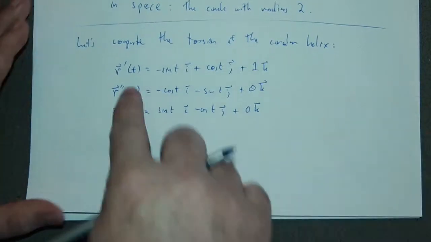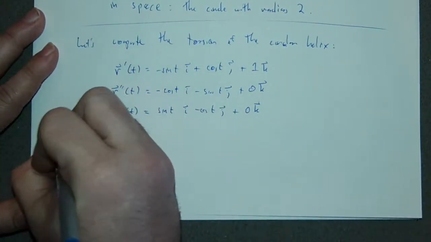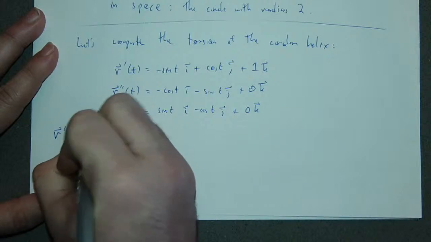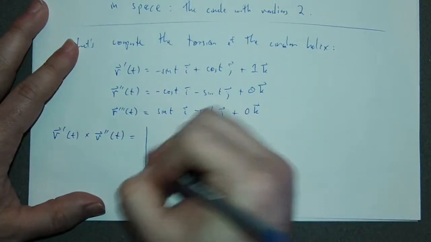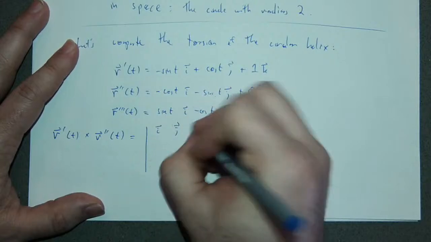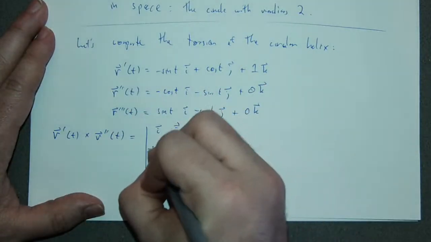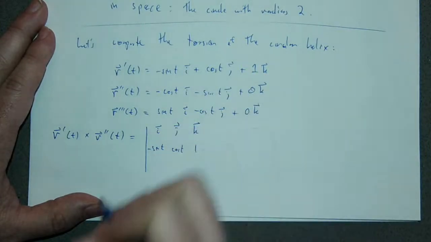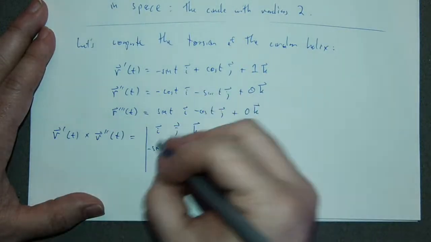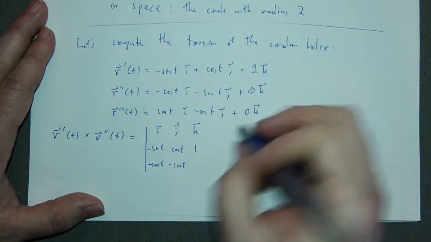All right. And now for the torsion, I have to compute the cross product of r prime and r double prime. So r prime of t cross r double prime of t is what? This is my usual cross product notation, ijk. Second row is r prime, so this is minus sine t, cosine t, 1. So we're not as lucky as we were in the case of the circle. R double prime is minus cosine t, minus sine t, 0.